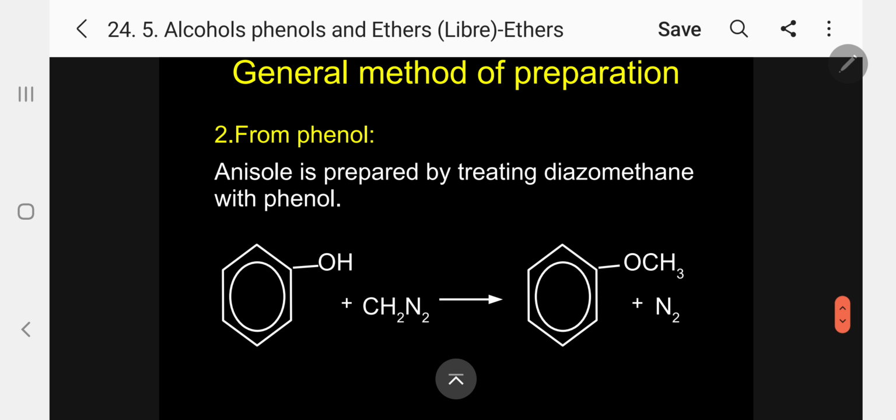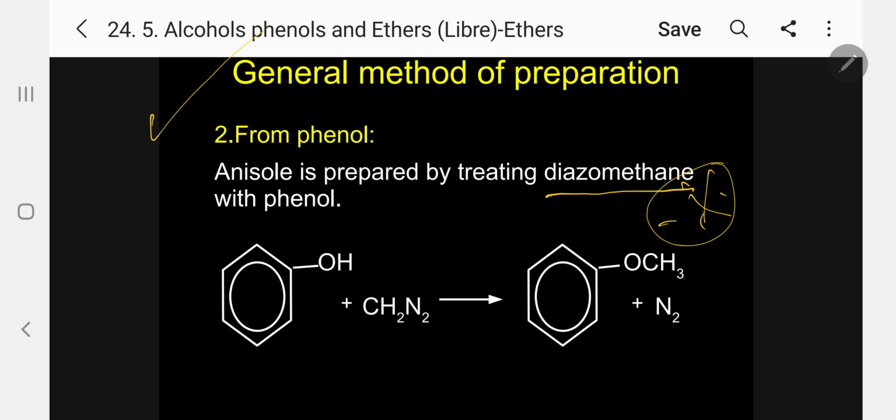Now, we can also prepare it from phenol. This is another important reaction. Kindly follow. The most important reagent is diazomethane, which we can prepare in the laboratory. CH2N2, diazomethane. So, anisole is prepared by treating phenol with diazomethane. What will happen now? It will eliminate N2 gas, CH2 will be added to H, converting into CH3, giving anisole.